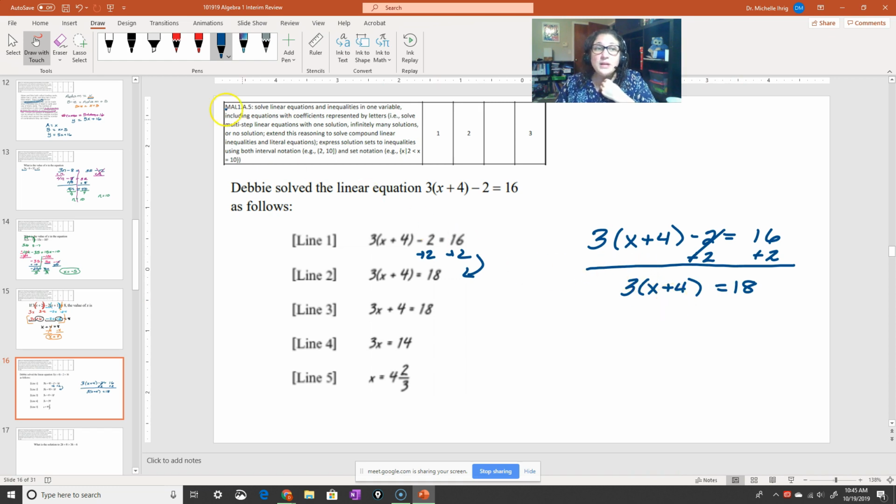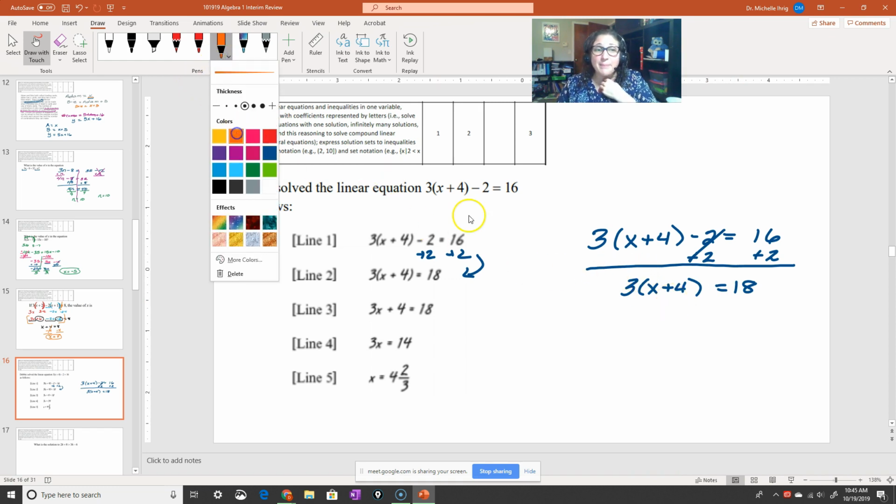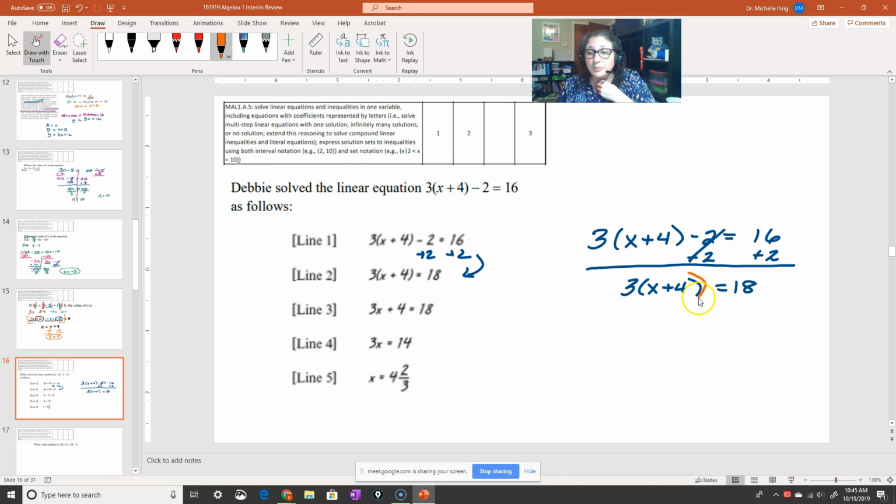So then we know that the right thing to do for our next step is to distribute. And we know when we distribute, we have to distribute to everything in the parentheses. So that means we've got 3 times x, which is 3x. And then we have 3 times 4, which is 12. And that equals 18. So right away, that's one thing they did wrong, because look, they put 4, they forgot to do the distribution. So this is one thing that they did wrong.